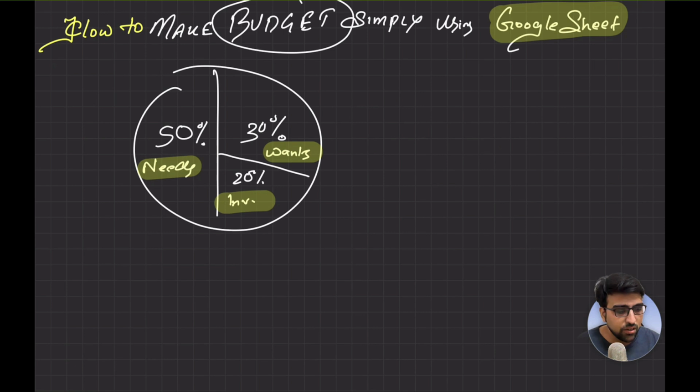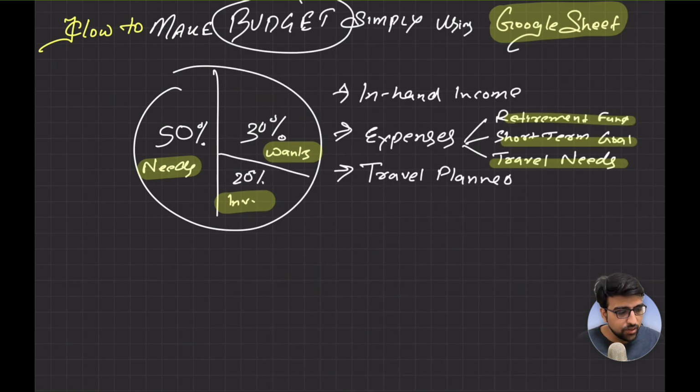The rule goes simply like this, wherein you are defining 50% as your needs, 30% as your wants, and 20% as your investments, right? So you will not spend more than 50% on needs, not more than 30% on wants, and will not invest less than 20% in any particular month. So with that, let us get started.